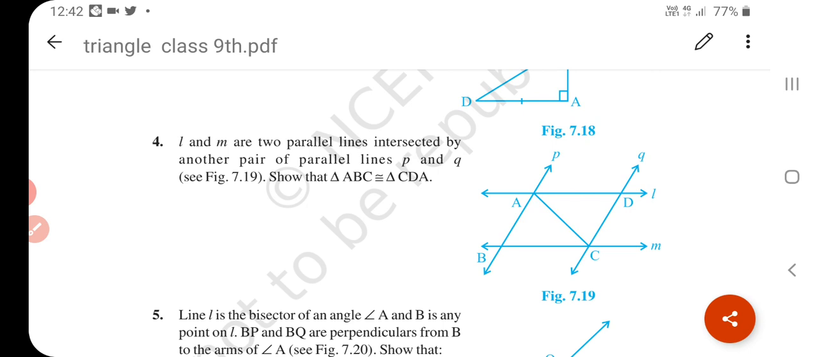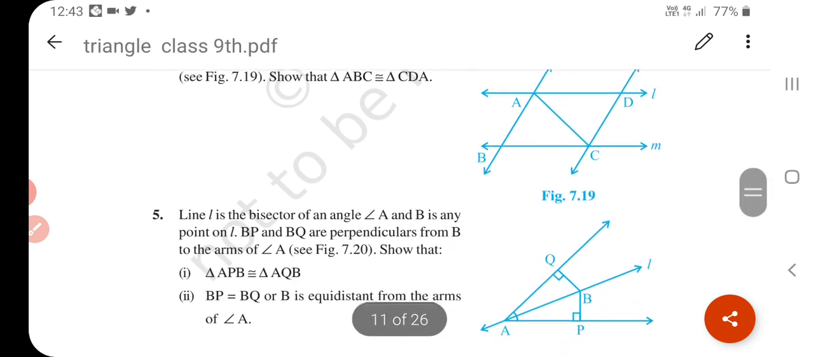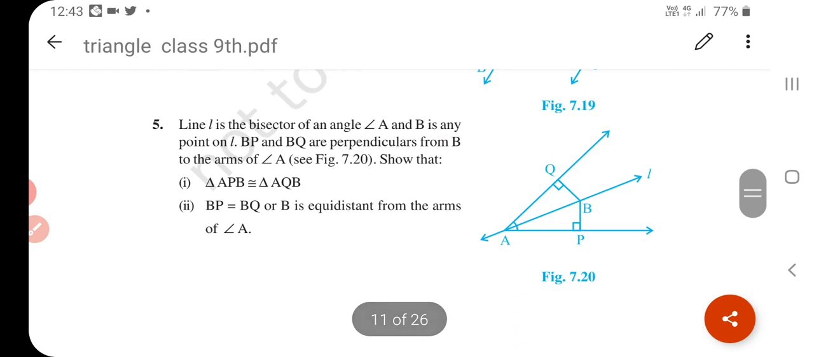The figure is given. Use the property of a transversal with parallel lines, that interior angles are equal to each other, to show congruence of the given triangles. Understand? And do the question. It's very easy, so do it by yourself. Now question number 5. What is question number 5?